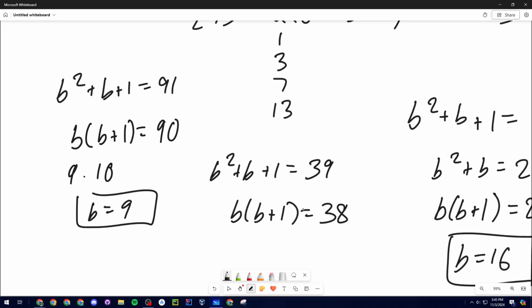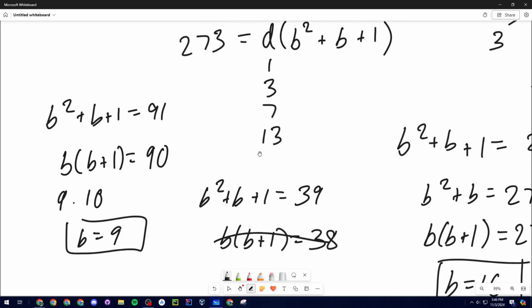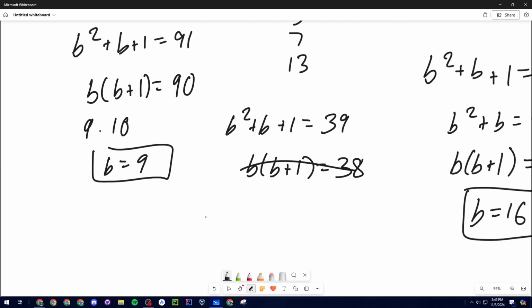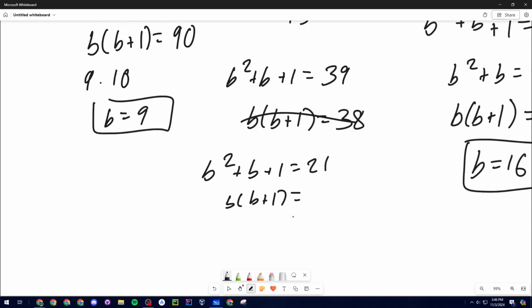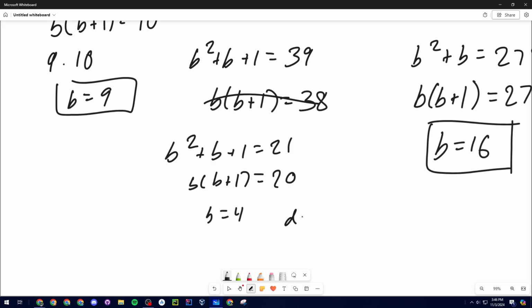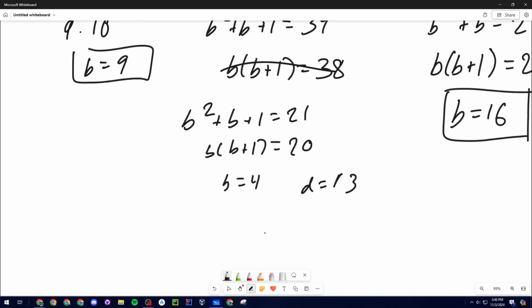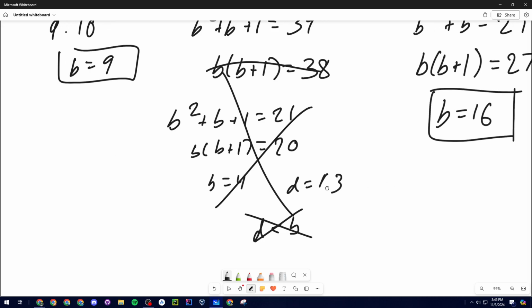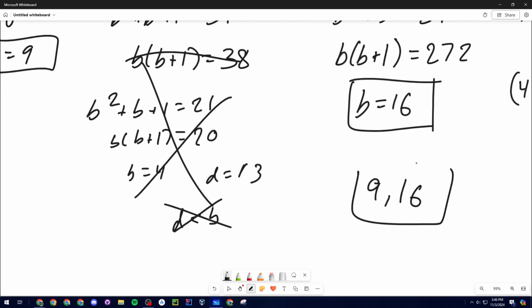There are no integers b that match that, because 38 is just 19 times 2, and those are only prime numbers, so that's bad. Now, I guess we can go to the last case, but it shouldn't work, because b squared plus b plus 1 must equal 21. So b times b plus 1 is equal to 20. So b is equal to 4, but since d is equal to 13, the condition that d is less than b is not satisfied, so this is wrong. So therefore, the only two things that work are 9 and 16.